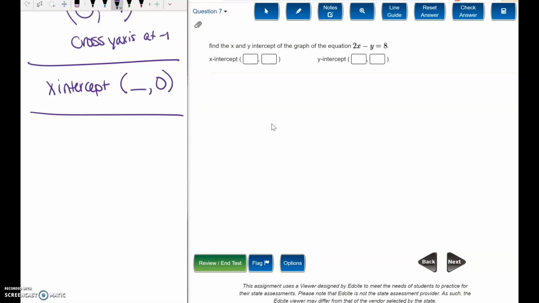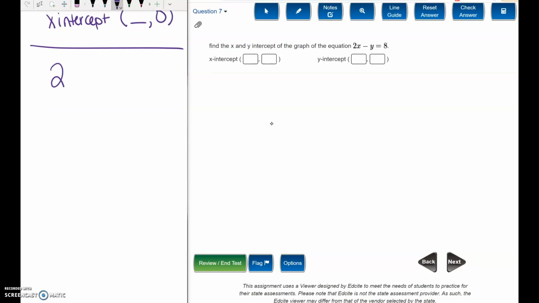To find the x and y intercept when you're given an equation, you plug 0 into the other letter. So the x-intercept must have a 0 in the y-coordinate. The y-intercept must have a 0 in the x-coordinate. So even if you just put that in, you're going to get at least half of the points.